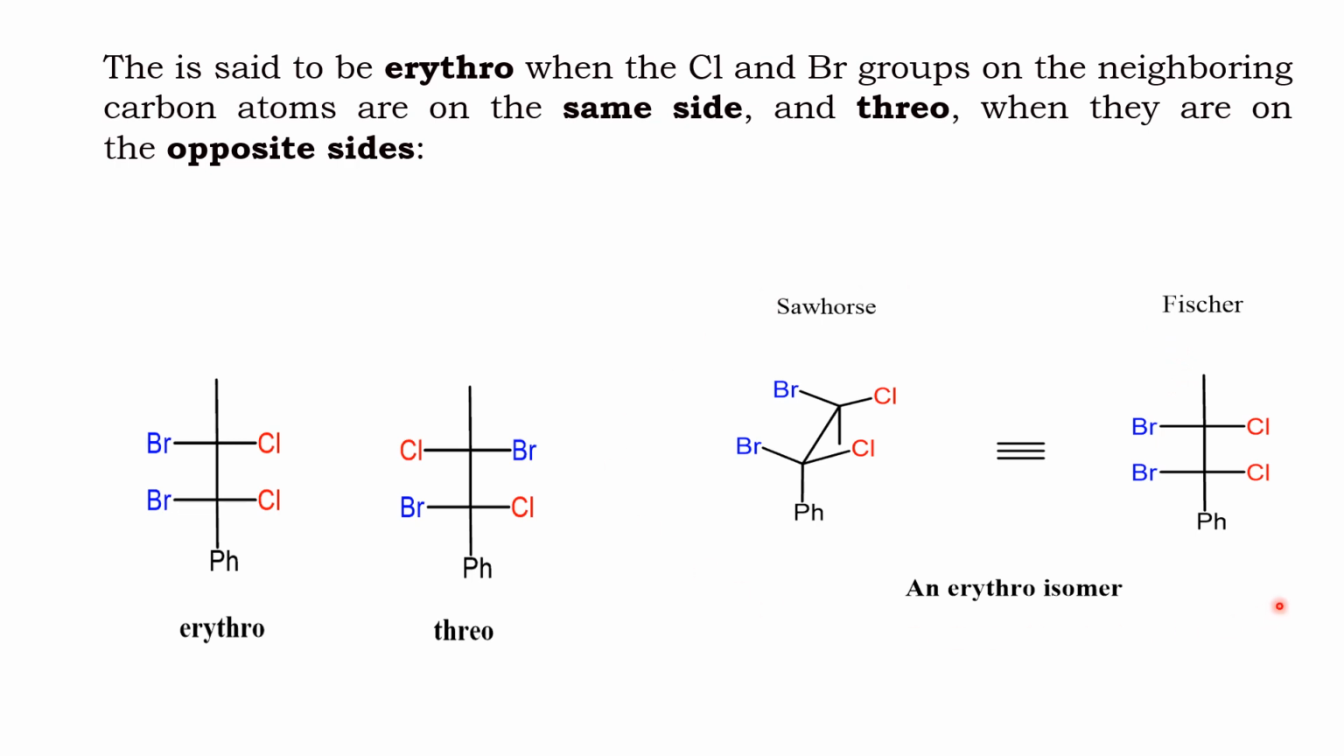Now see here. This molecule is an erythro isomer. Why? Bromine is on the same side. And this is the Fischer projection formula representation for the erythro isomer. You just draw the Fischer projection formula for a threo isomer. For a threo isomer, instead of this bromine, there will be Cl, and instead of this Cl, there will be bromine. Don't get confused with D, L, erythro and threo. Very, very important.